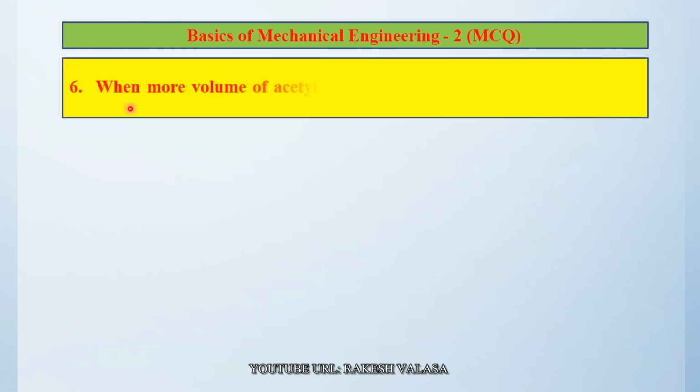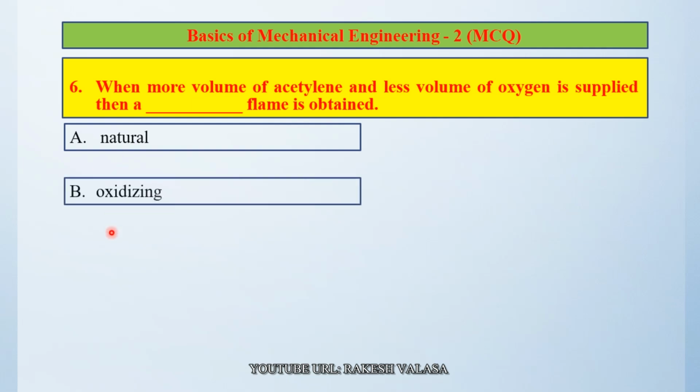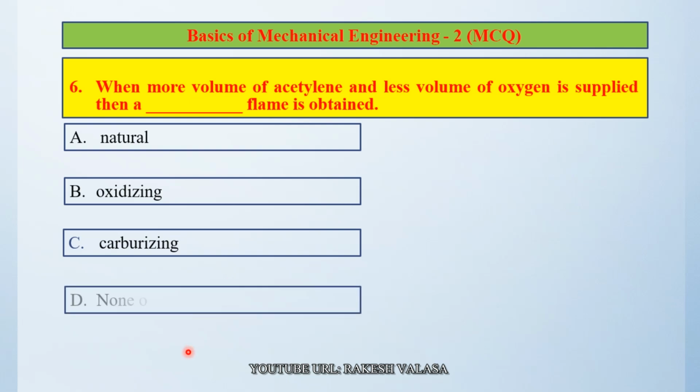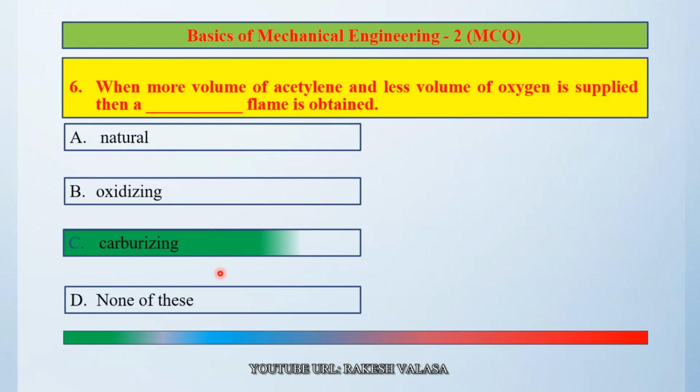Question number 6. When more volume of acetylene and less volume of oxygen is supplied, then a dash flame is obtained. Option A, neutral. Option B, oxidizing. Option C, carburizing. Option D, none of these. The correct answer is option C, carburizing flame. Let us see the explanation.